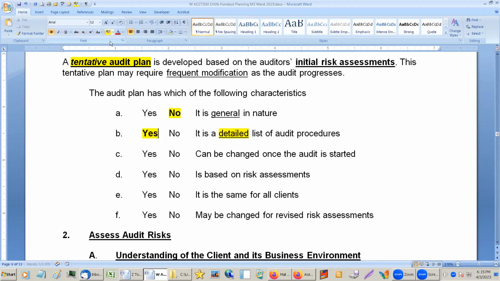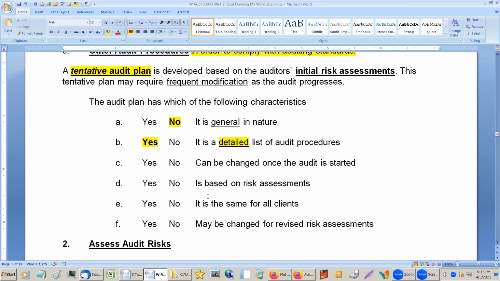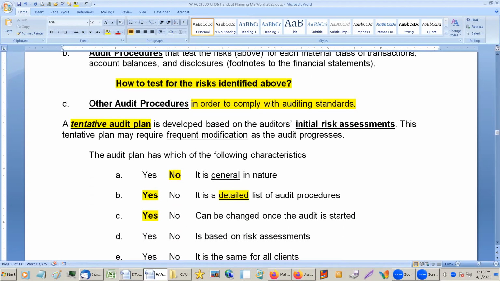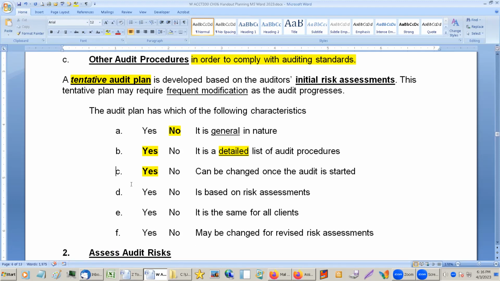And again, if you follow it, as long as the tests are done correctly, anything you find, you'll find. Can it be changed once the audit is started? No. Actually, yes. Sometimes you start doing an audit and you find things that are out of whack, so you can change things once you get started. It isn't uncommon to start looking at something and then find a completely different thing. Sometimes it's stuff you never even thought of. D is based on risk assessments.